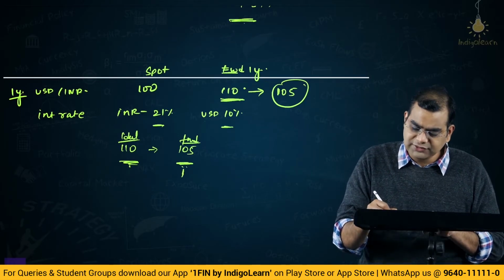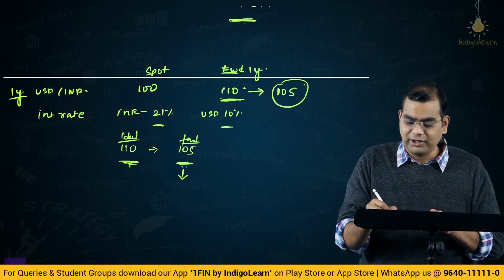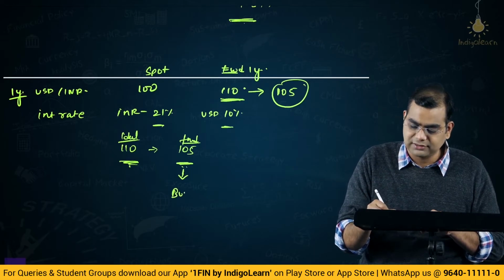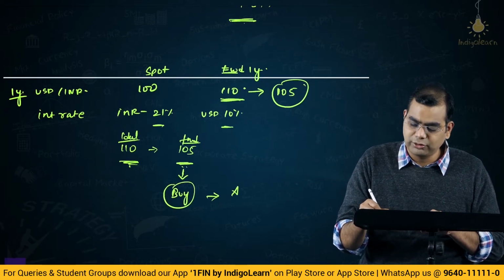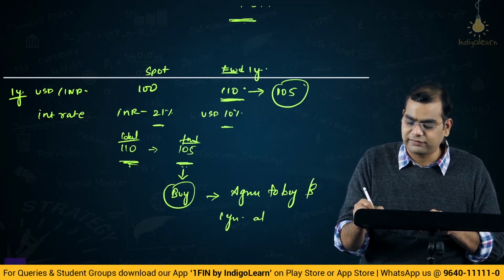So you agree this forward rate is cheap, correct? This forward rate of 105 is cheap. So you buy this. What do you mean you buy? You agree to buy dollars after 1 year at 105.